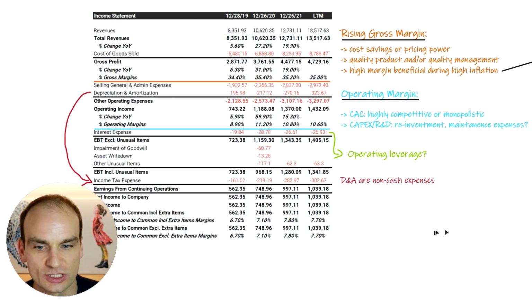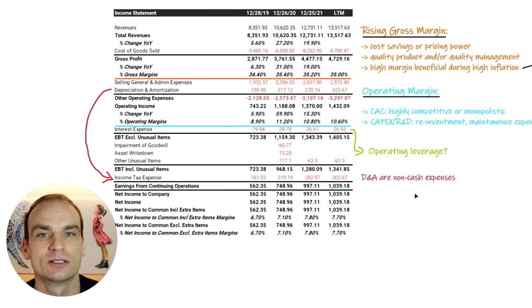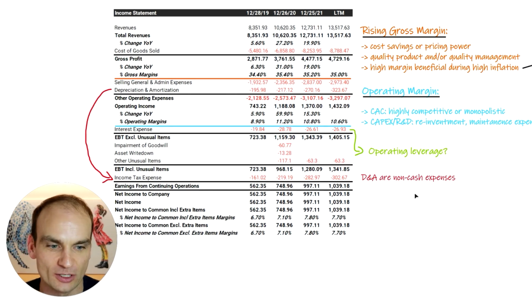Next, we're going to talk about income tax. This red line here, depreciation and amortization, are non-cash expenses. We go over that a little bit more in the cash flow statement. If you want to check it out, there's a link just above.